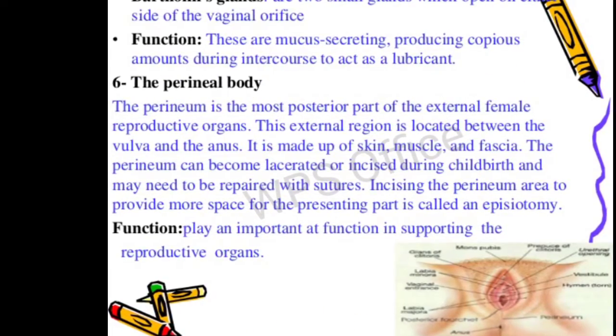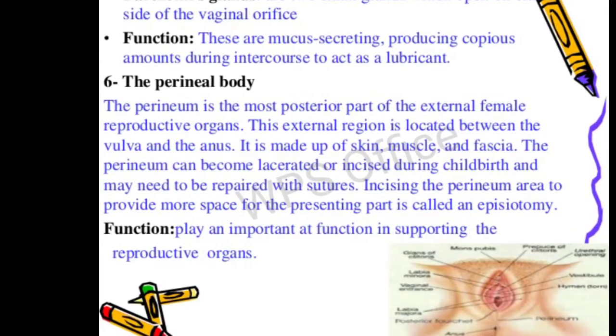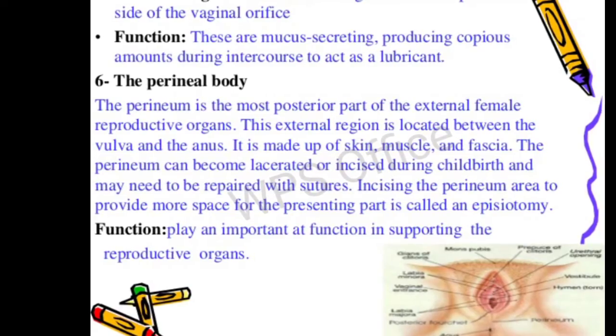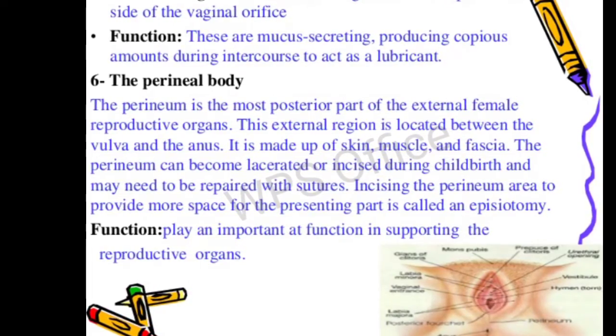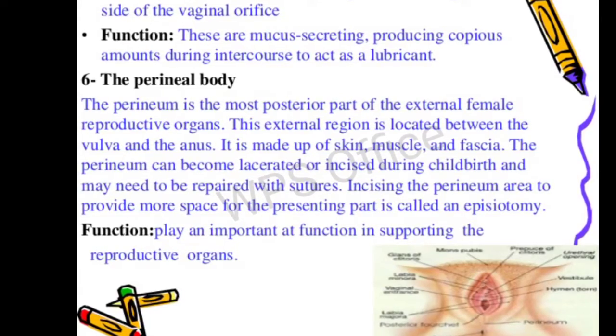The Bartholin's glands are the two glands which are situated and open on either side of the vaginal orifice. Its function is to secrete mucus, producing copious amounts during intercourse to act as a lubricant.